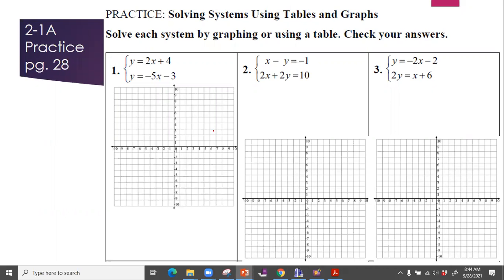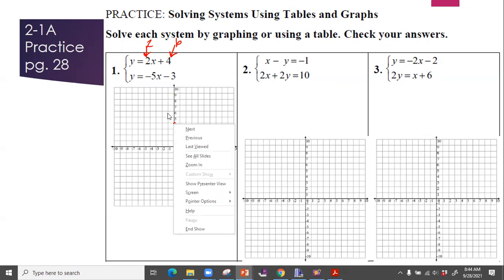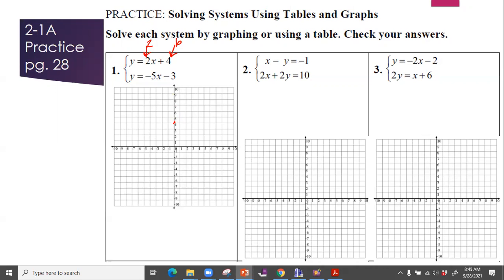So if you look right here, our y-intercept is 4 and our slope is 2. So what does that mean? We start at 4, good job. We go up 2 and 1 to the right.